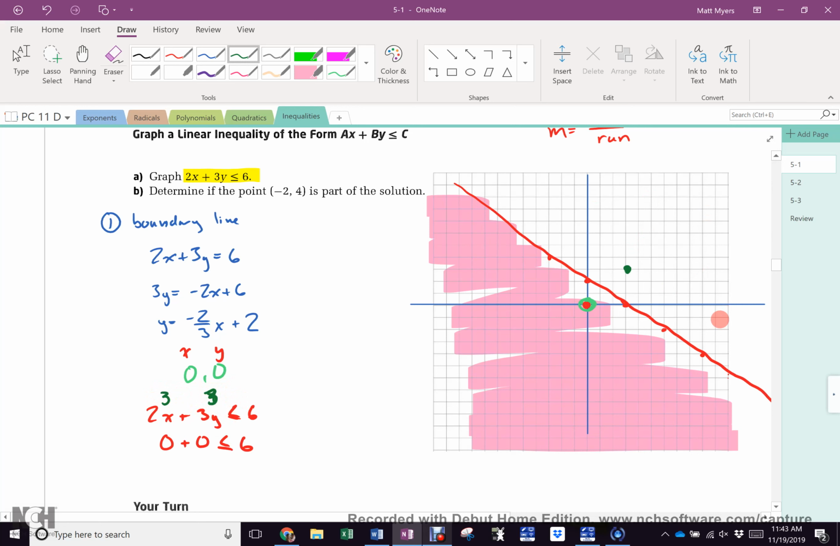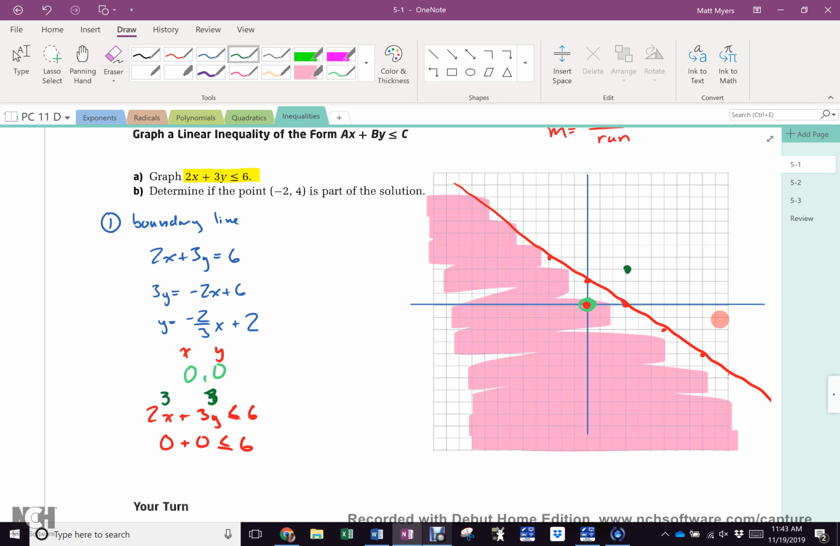Everybody got it? It's pretty easy, right? You make your boundary with the equality, and then you choose a checkpoint for the inequality.